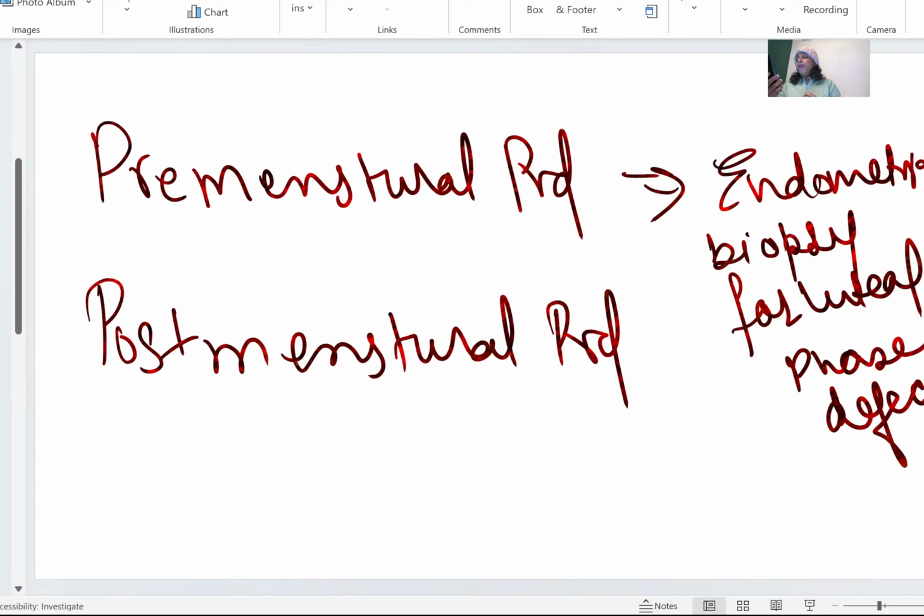Endometrial biopsy for the luteal phase defect. And in the post-menstrual period, HSG is done. Please revise it. Beta, we are adding only 10 ml of the dye. We add it in a diluted form, so nothing to worry.